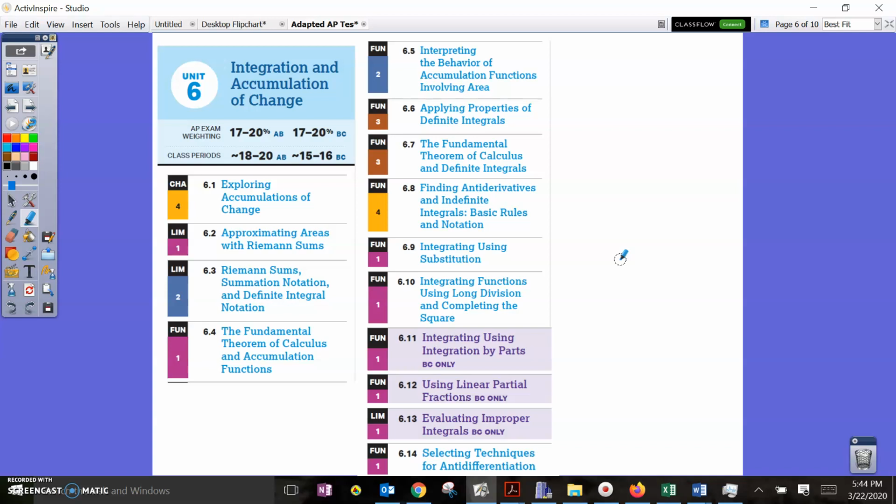and then being able to select the correct techniques for anti-differentiation, recognizing this is a problem where I need to integrate using substitution, this is a problem where I need to integrate using integration by parts, this is a problem where I need to use partial fractions, etc. So all of Unit 6 is going to be on the modified BC exam.